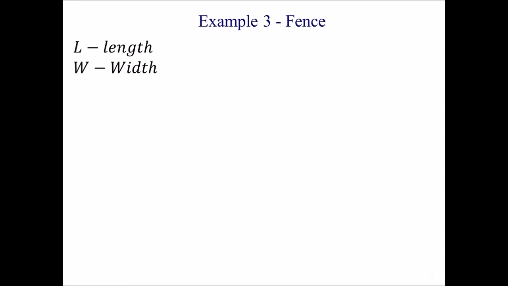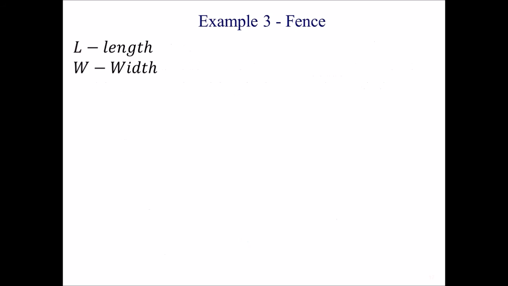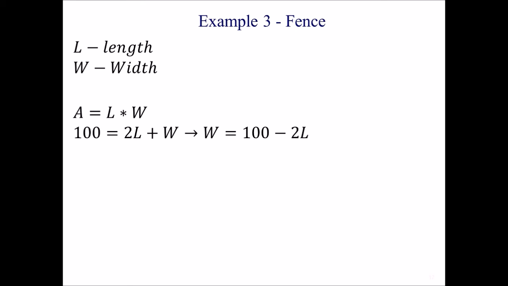We have two variables of interest, length and width. Because the enclosed area is rectangular, the area formula is length times width. Next, I want to use that 100 meters. If we look at the diagram, the 100 meters of fencing will be used up by 2 pieces of length and 1 piece of width. Notice we are not placing fencing up against the barn, so only 1 W and 2 lengths. That's where the equation 100 equals 2 lengths plus W comes from.